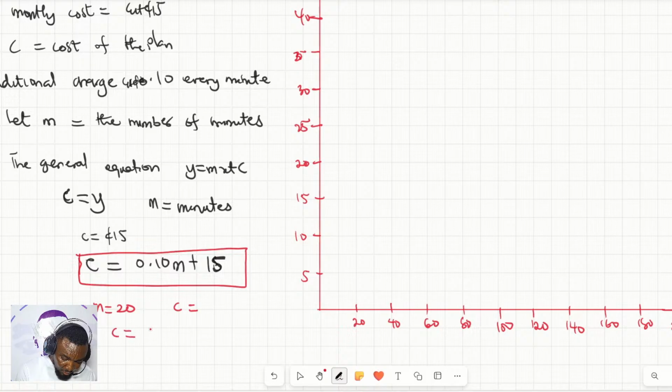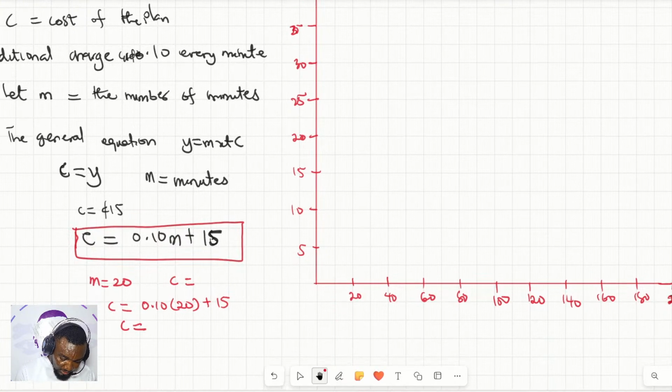So our C will be equal to 0.10 multiplying 20 plus 15. We will do these ones, and when we finish, we'll come and use that to draw the graph. So we have 0.10 multiplying 20, and that should give us 2, and then plus 15. That should give us 17. So it means we have our cost to be 17.